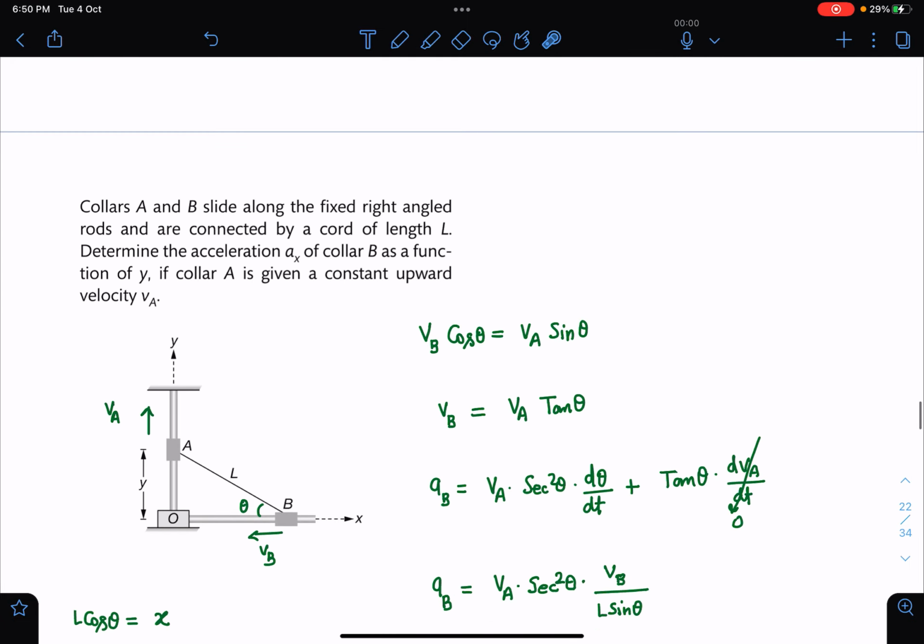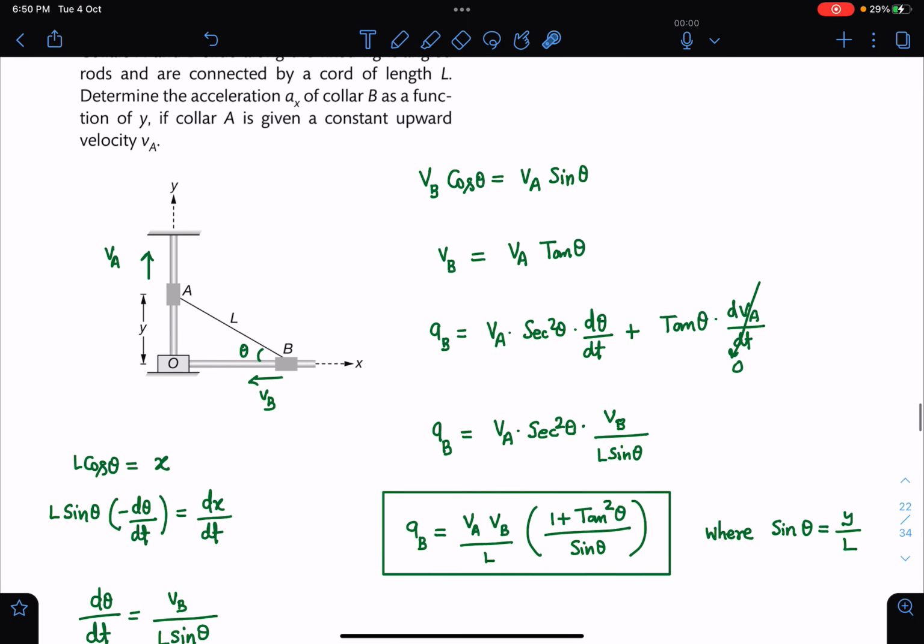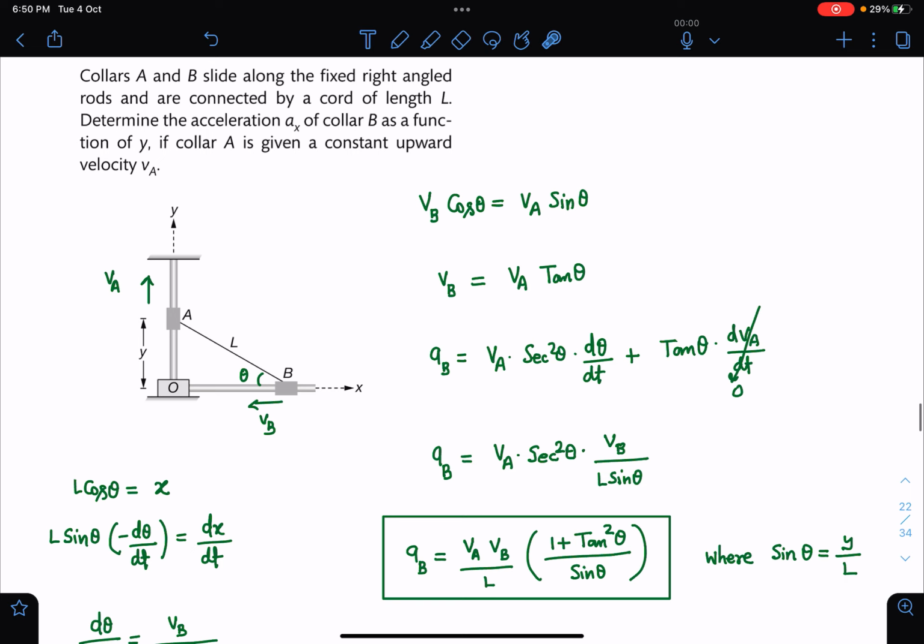Next. Now this question is given to you slightly lengthy. Collars A and B are sliding on horizontal and vertical lines. So acceleration of B we have to calculate as a function of this distance y, and this one is having a constant velocity of VA. So along the length of the string we can equate the velocity. So VB cos theta is equal to VA sin theta. So VB is equal to VA tan theta.